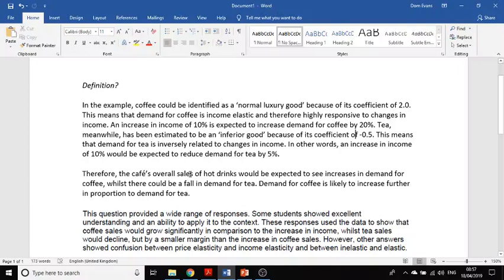Therefore, the cafe's overall sales of hot drinks would be expected to see increases in demand for coffee, whilst there could be a fall in demand for tea. Demand for coffee is likely to increase further in proportion to demand for tea. I should probably put, in fact, in this final paragraph, the sales volume of coffee is likely to increase further in proportion to the sales volume of tea. That's a better way of doing it because I've then linked back to the question, which is about sales volume.